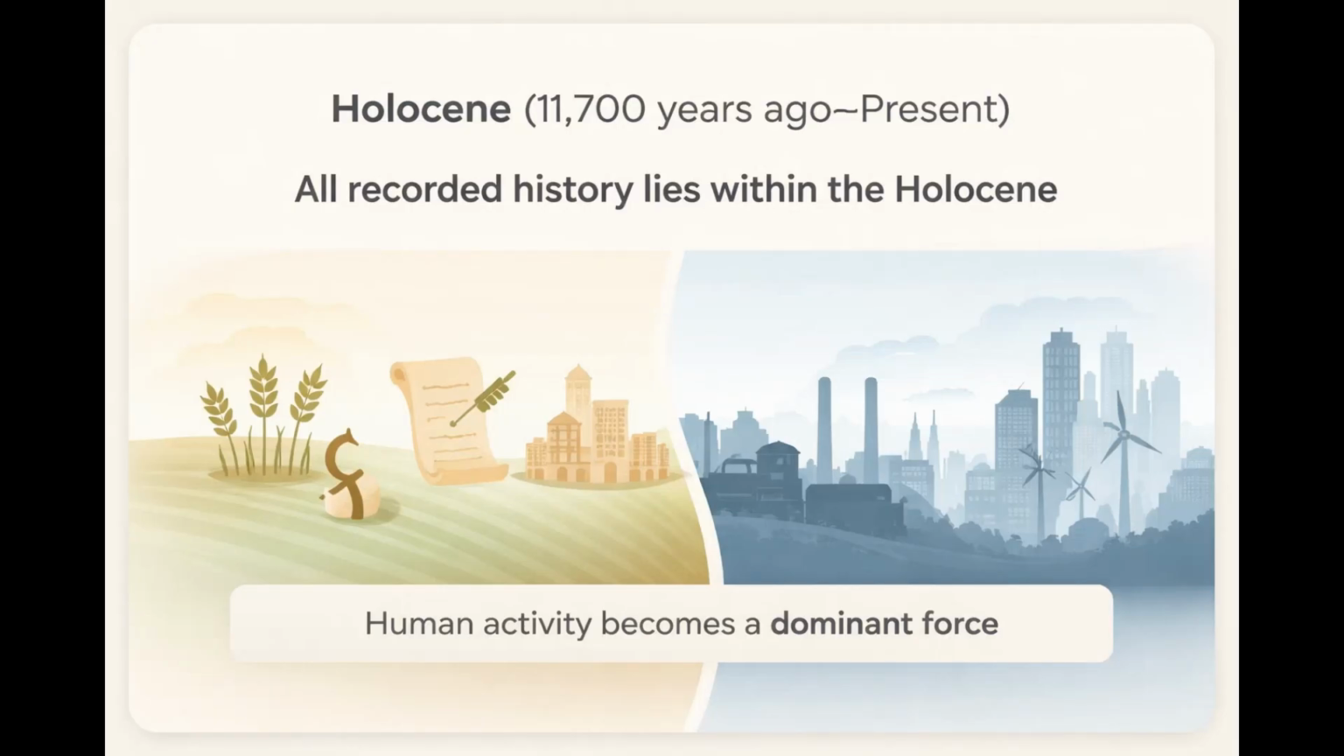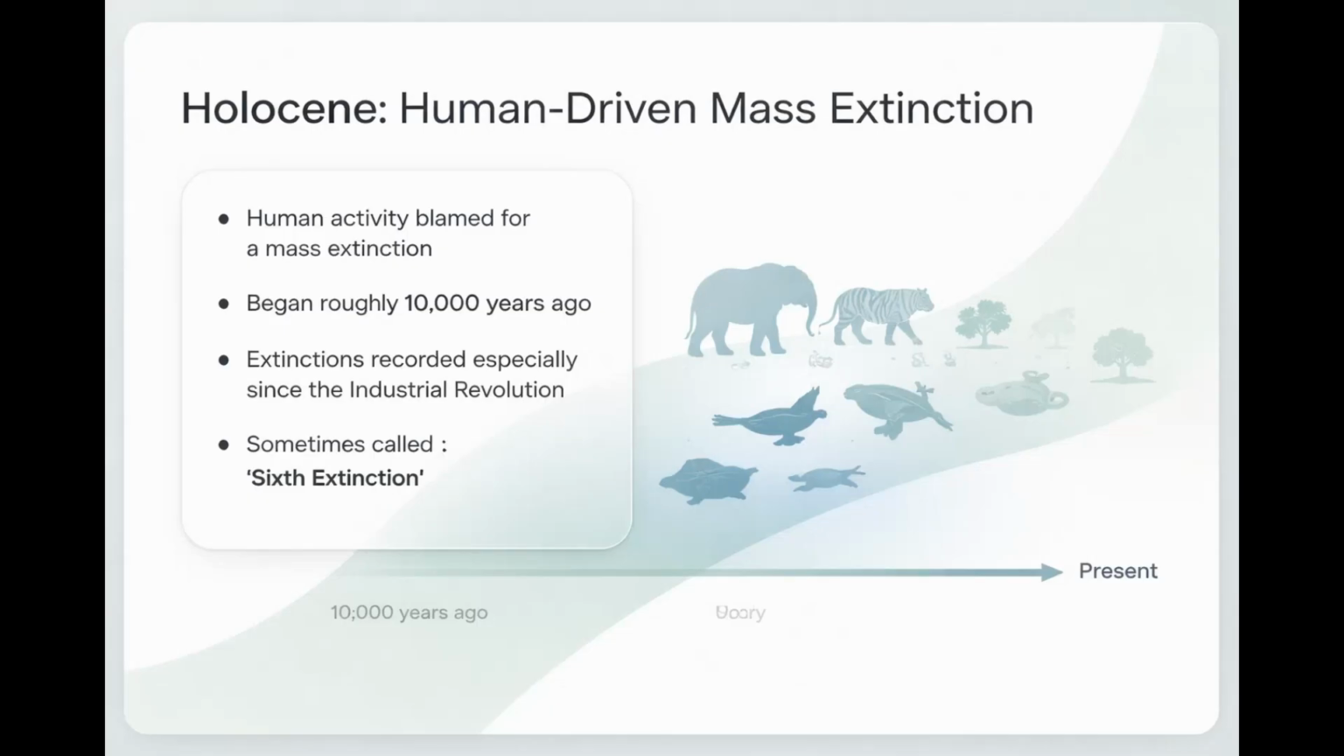Finally, the Holocene runs from about 11,700 years ago to the present. The material emphasizes that all recorded history, what people often mean by the history of the world, fits inside the Holocene. This is also the interval when human activity becomes increasingly influential on ecosystems, especially as societies grow and technologies expand. The material also raises a modern and important claim.